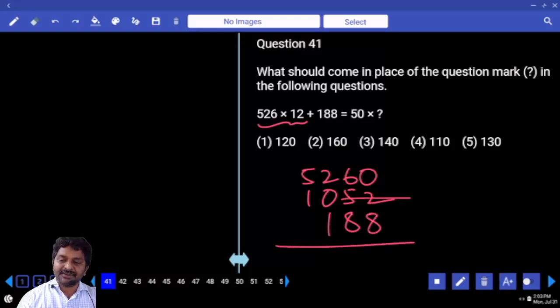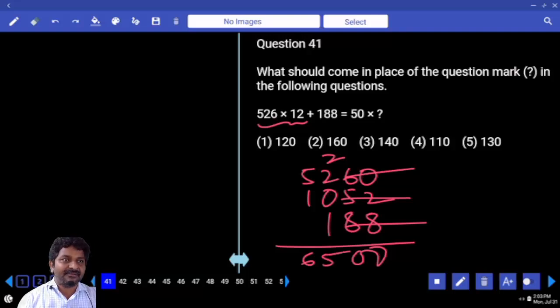Last 2 digits 52, 88. 140 plus 60. Right. Now when you add all these values, that comes under 65. Right? The 0, 0 gets cancelled. 650 by 5 is 130.